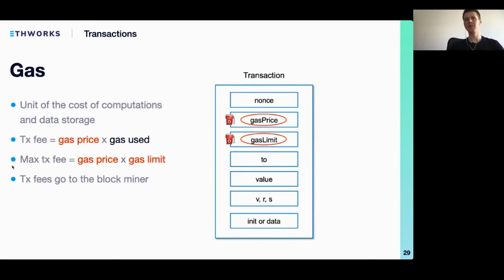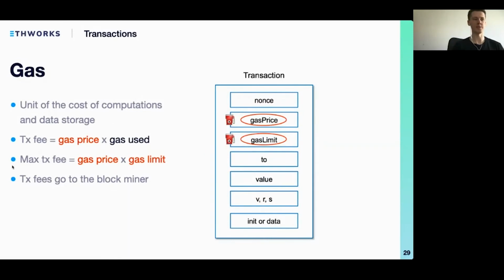Well, assume that you're calling a method on a smart contract that has a loop in it. Let's say for some reason this smart contract has a bug and this loop is unbounded. In this case, such transaction could drain all of your funds really quickly because it goes into a loop. Gas limit is a field that lets you prevent that situation.